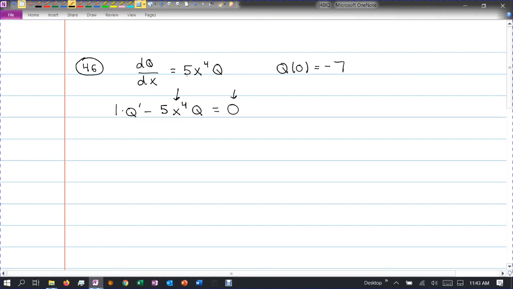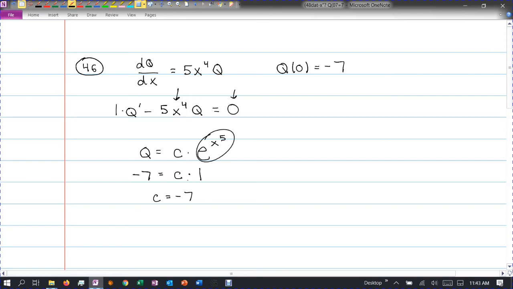And so at the end, you just get this. You get q is equal to some constant times e to the x to the 5th. All right, and now we just plug in 0 for x and -7 for q. So -7 must equal c times, and then that's just going to turn into a 1 when you plug in 0 for x. So you get c is -7.